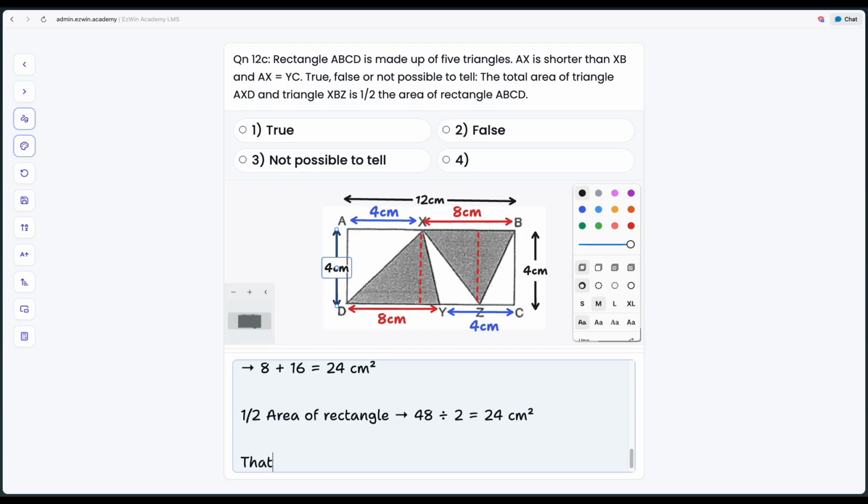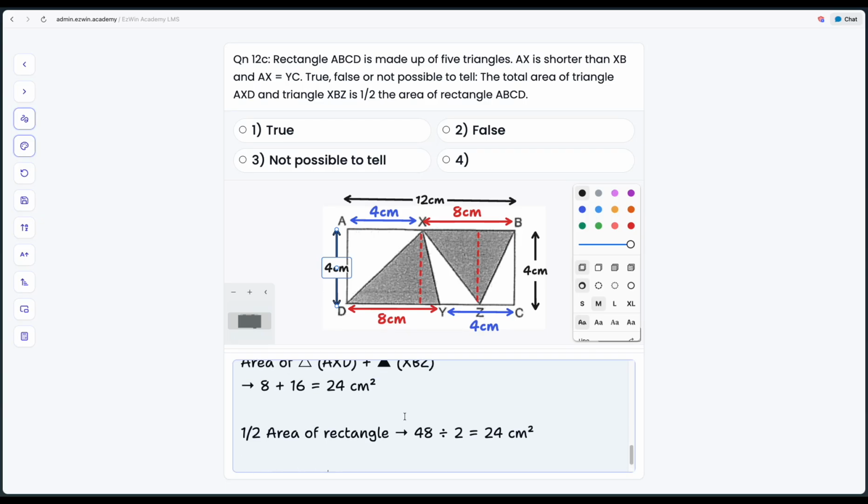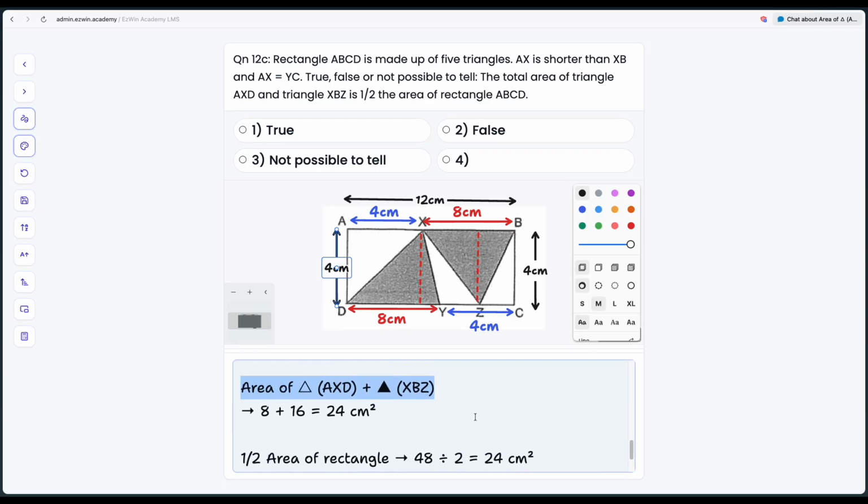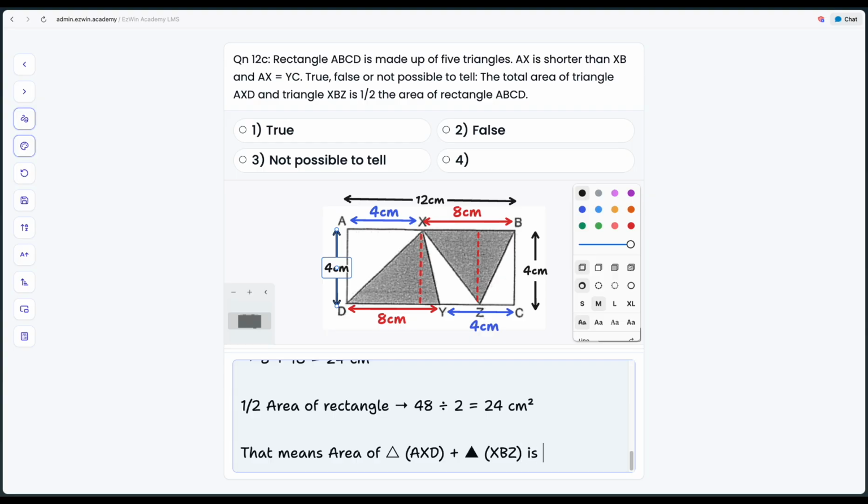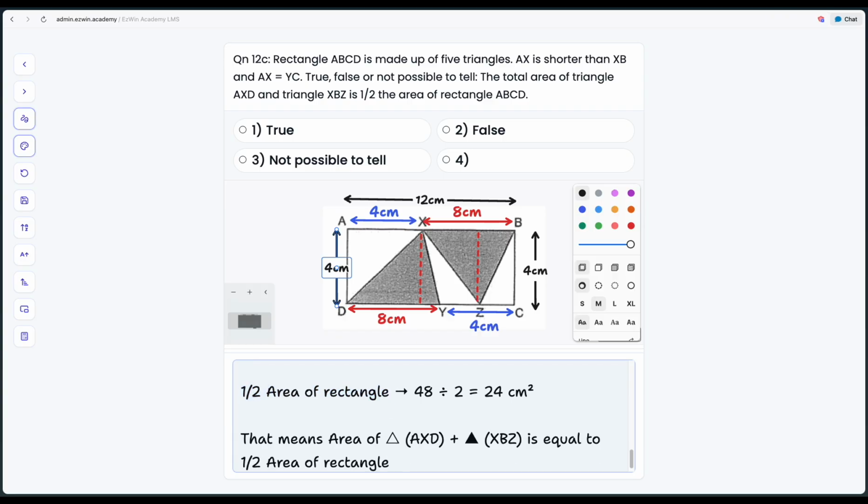So that means the area of AXD plus XBZ is equal to half of the area of the rectangle. That's what I see over here, which means this is correct. So this is true as well. All right, let's move on to the next question.